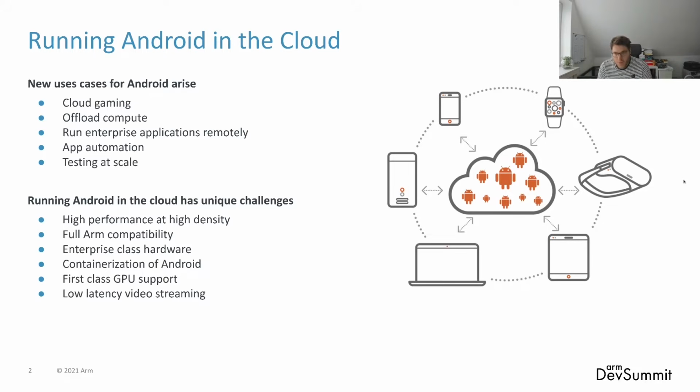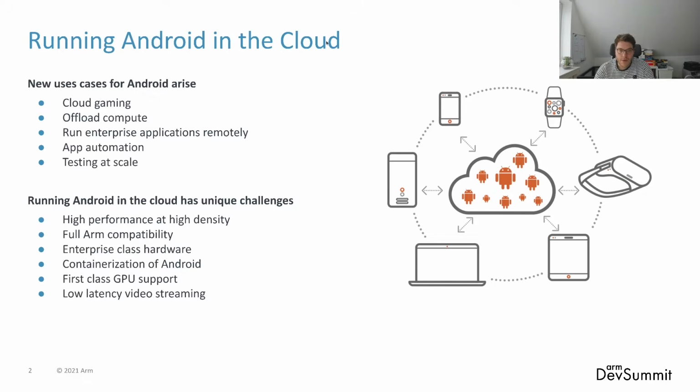And then the last 2 points go more together: first-class GPU support, specifically for cloud gaming use cases or remote access to Android instances running in the cloud. Support for efficient graphics is required, specifically for low latency video streaming. So coming together, all of those different challenges need solutions from both a software perspective and a hardware perspective. And together with Ampere Computing, we have worked on something which has both those challenges solved.